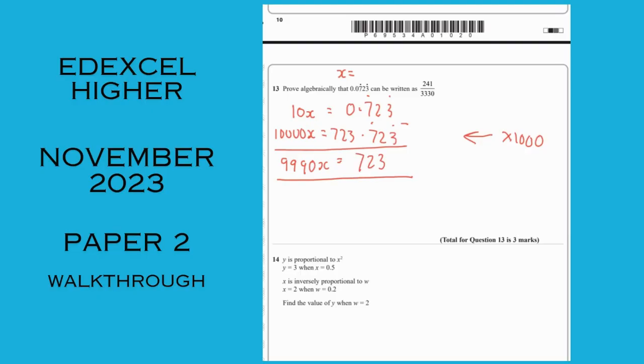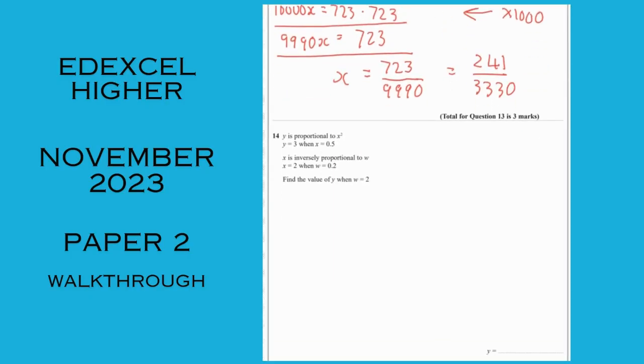So the stage the examiners want to see is 723 over the 9990, which if you divide top and bottom by 3, you get what you're asked to find.